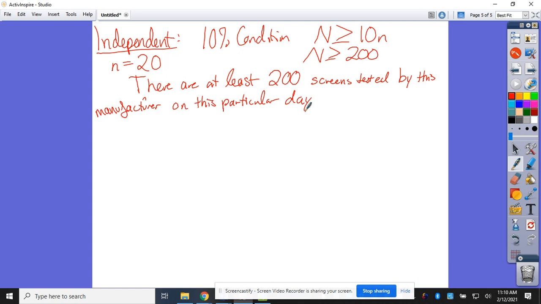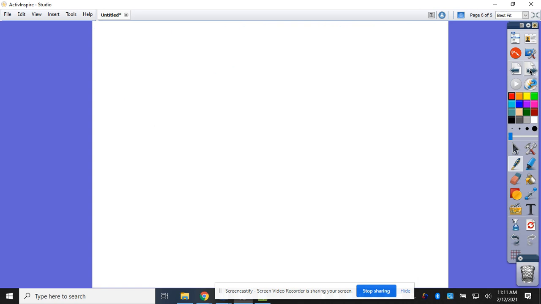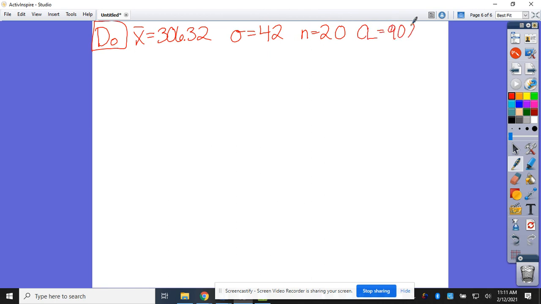All right, questions for state and plan? Those should be the same other than the normal one. All right, for this one we actually found numbers, so our X bar was 306.32. Sigma, it gave us 42. n was 20. Confidence level was 90%.